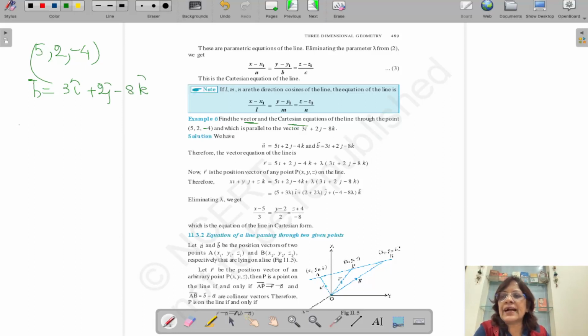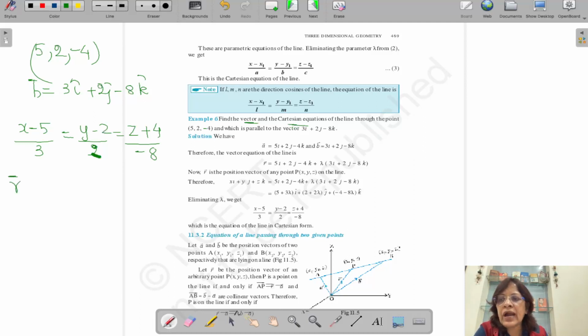So first I write the Cartesian equivalent. x minus 5 upon 3, y minus 2 upon 2, z plus 4 हो जाएगा upon minus 8. This is a Cartesian form. Clear? अब इसका vector form क्या होगा?